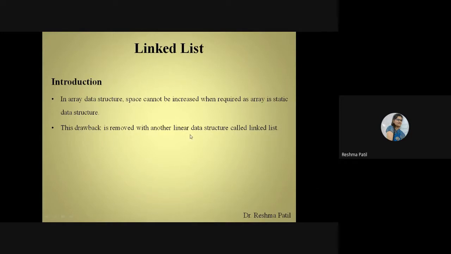We have seen two types of data structure, linear and non-linear. Under the linear data structure, this is the linked list data structure. So the linked list removes the drawback of the static data structure, where we cannot increase the space at runtime. Once the space is decided, we have to implement things using that space only. But if at runtime we have to increase the space, that was not possible in a static data structure. To remove this drawback, linked list came into existence.